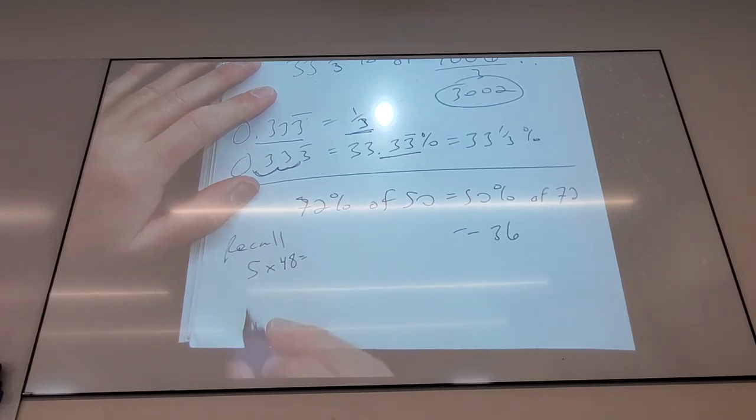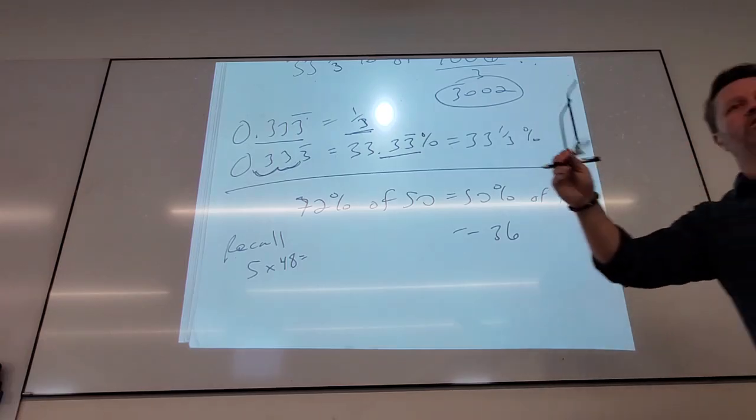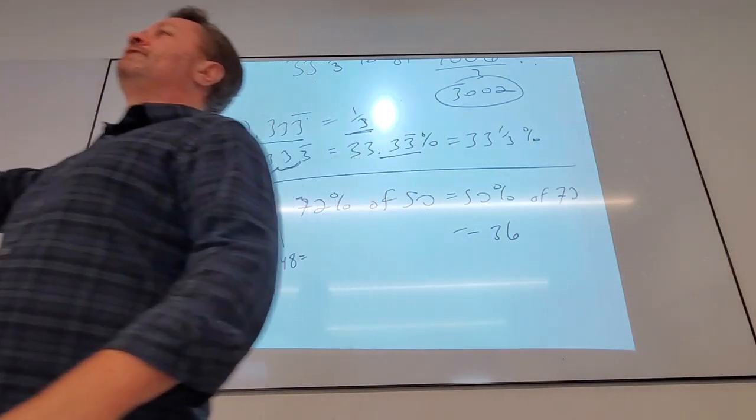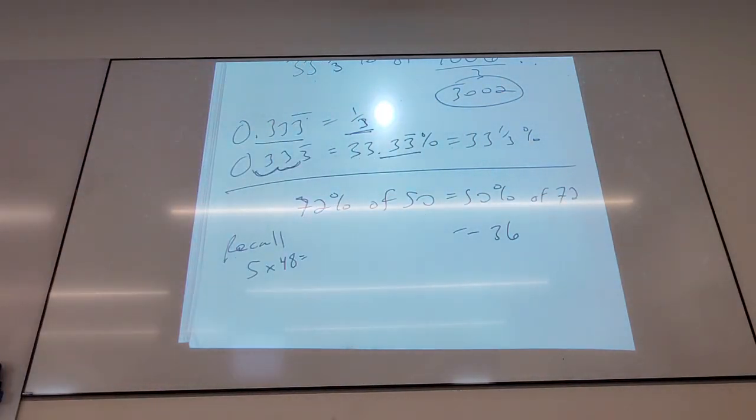What factors does 5 need to become a number that's really nice to multiply by? What number is really nice to multiply by? 1, great. What other number? 10. Isn't it nice to multiply by 10? 10 times 7, you stick a 0 on it, you're done, right? So what does 5 need to become 10? What factor? 2. Does 48 have a factor of 2?